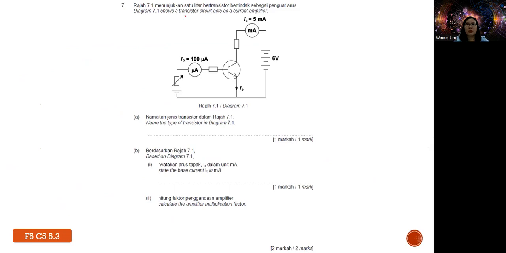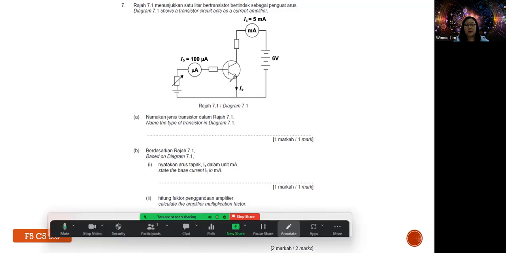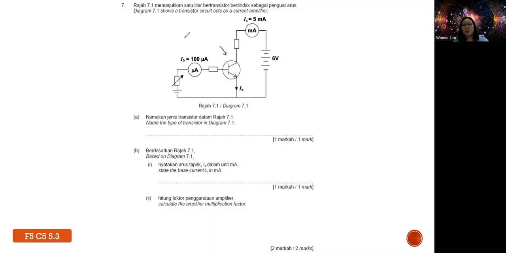Diagram 7.1 shows a transistor circuit acting as a current amplifier. So what type of transistor is in diagram 7? This is the symbol of a transistor, and you have two types of transistor that we call PNP or NPN transistor. How do we identify it? You look at the arrowhead on the emitter leg. Basically they have 3 legs: you have base, collector, and emitter.